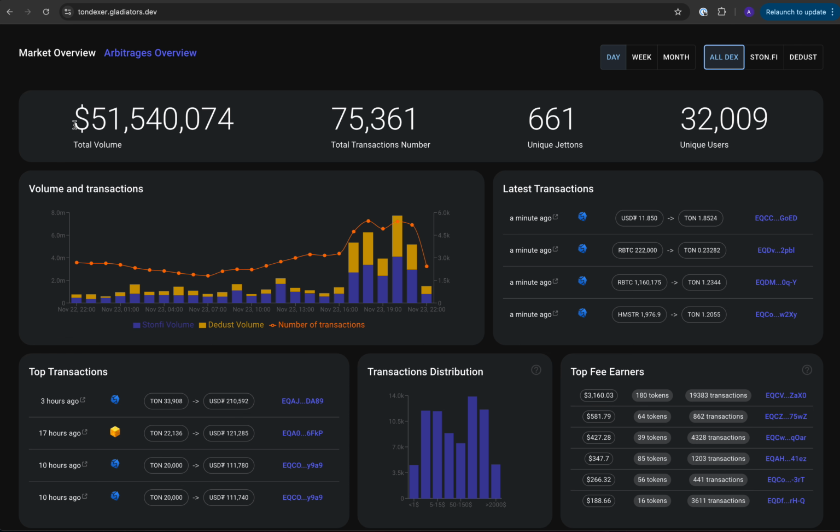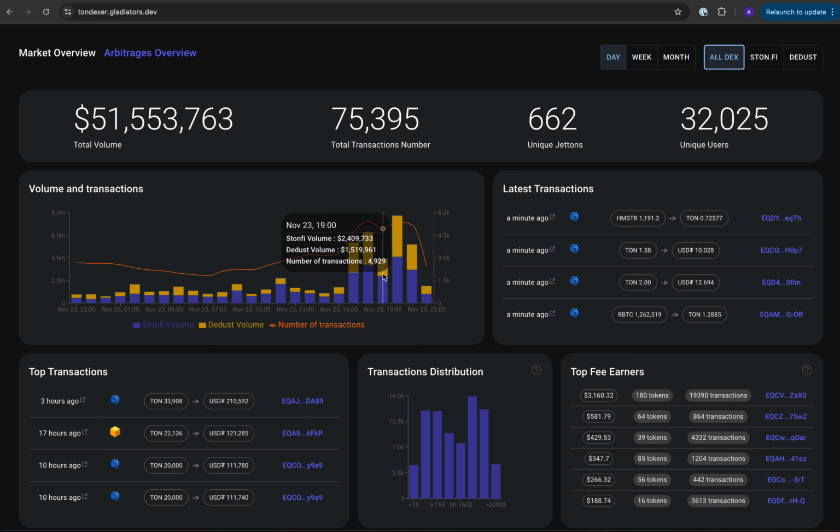On the first line, we see a summary for selected filters. Currently, it shows more than $50 million in swap volume over the last 24 hours, generated by more than 75,000 transactions. And here we can see the trending history. Interesting that we're now seeing a spike in activity because, I guess, a few hours ago the Ton token experienced a pump in its rate, leading to an increase in DEX activity, and we can clearly see it here.